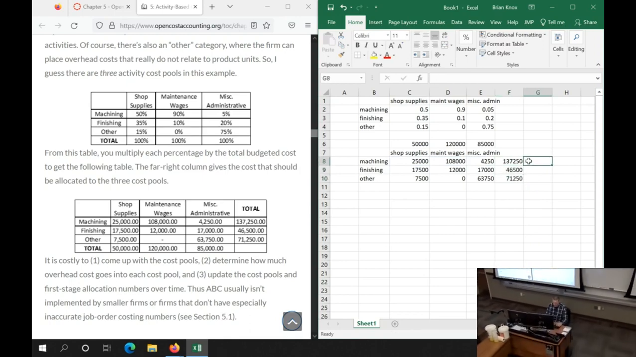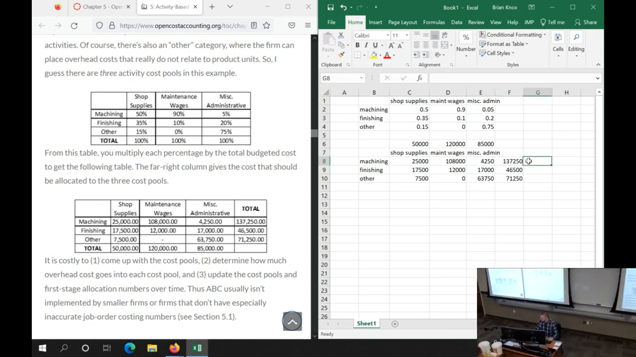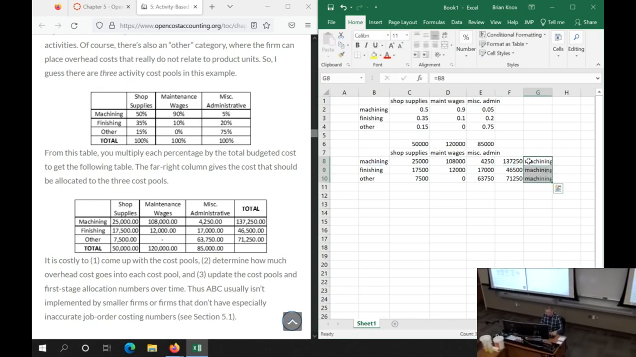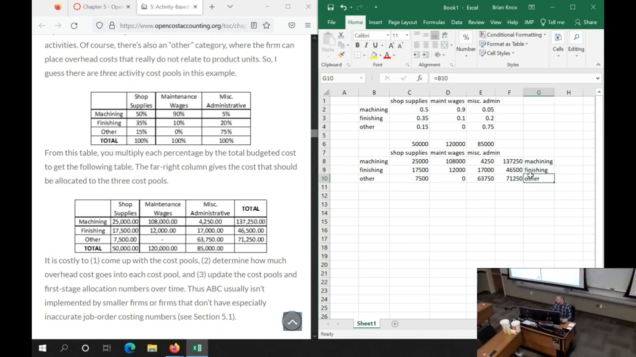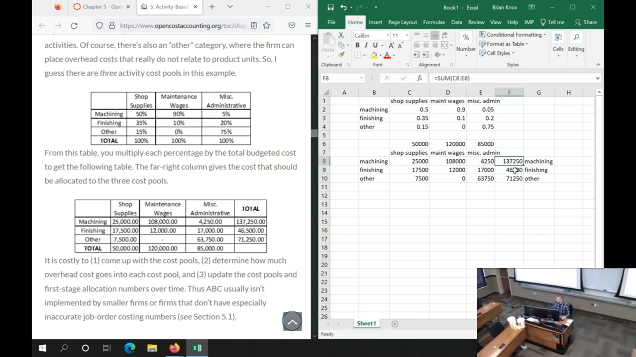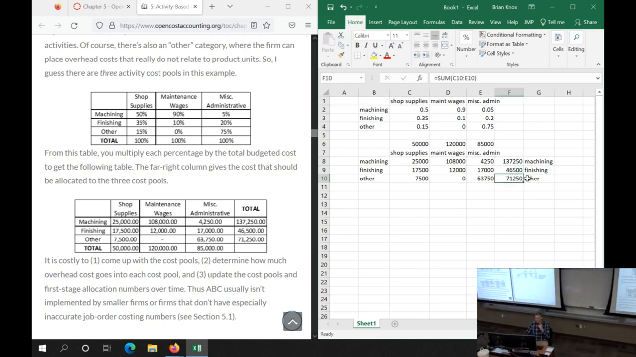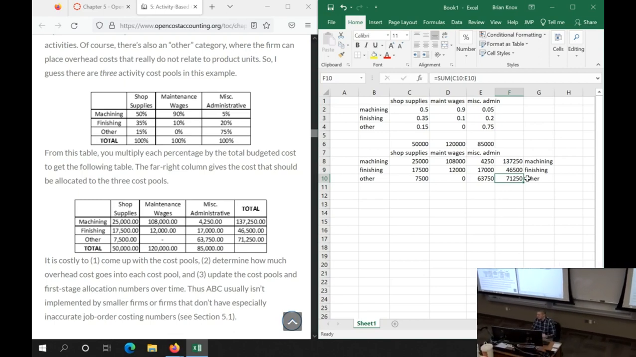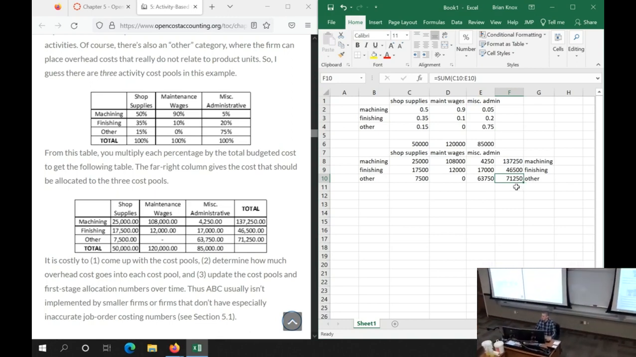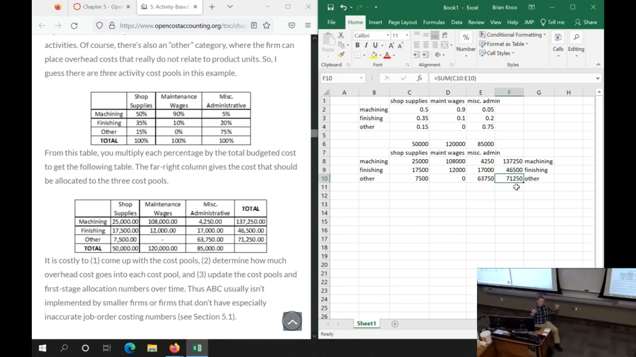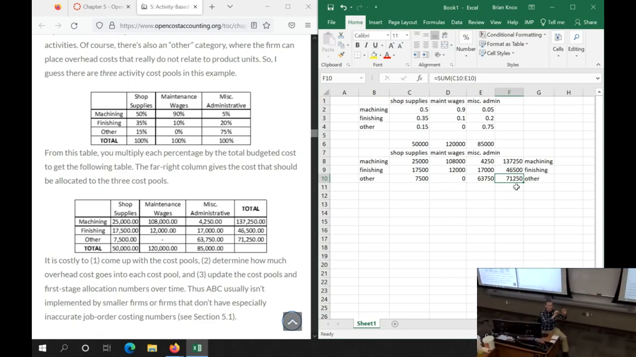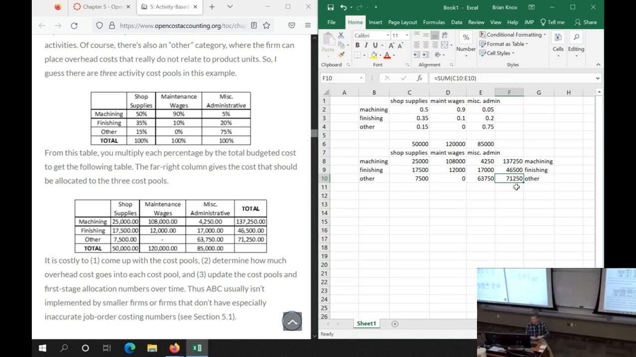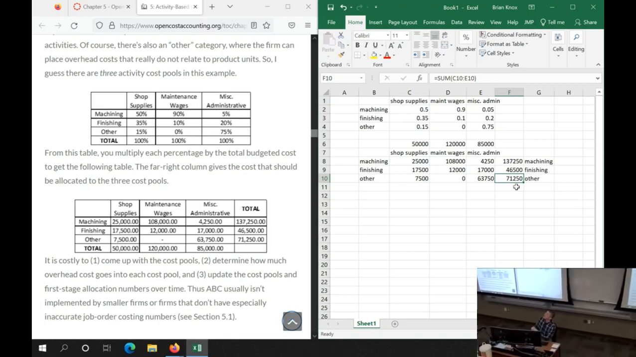And so what we've done now is we have these three activity cost pools, as they're called. We have the machining activity cost pool, the finishing activity cost pool, and the other activity cost pool, and their dollar amounts. What that does for us is that now allows us to say that's in the numerator, the driver associated with it is in the denominator, and we have much more refined individual activity cost pools. Much more refined allocation of overhead.